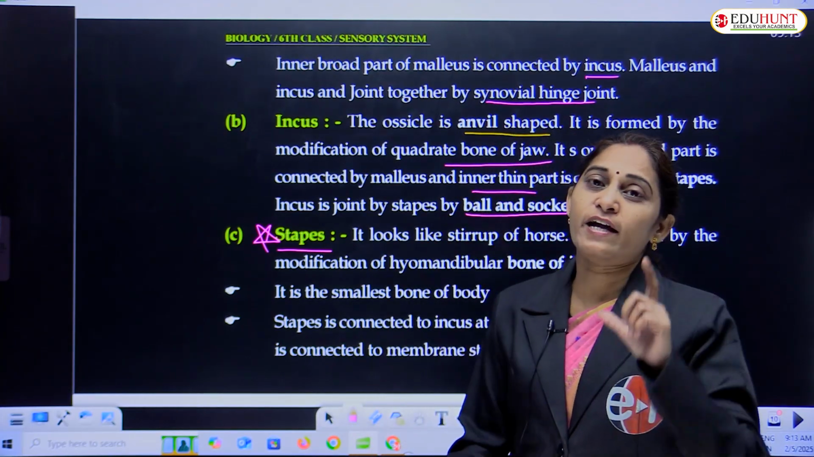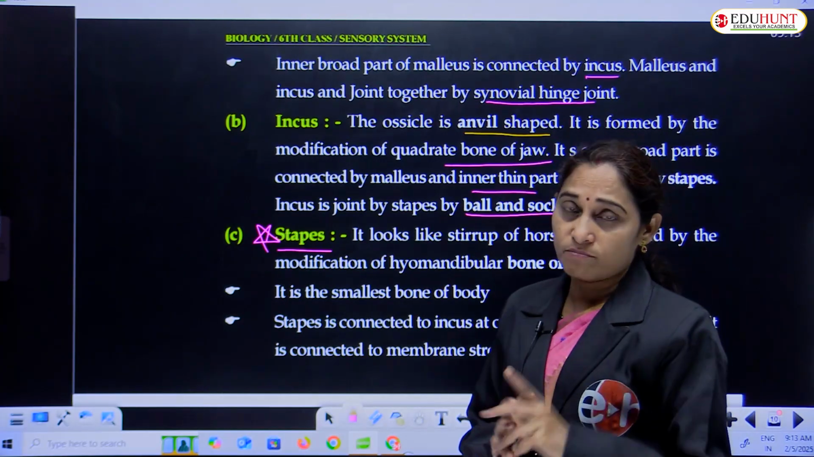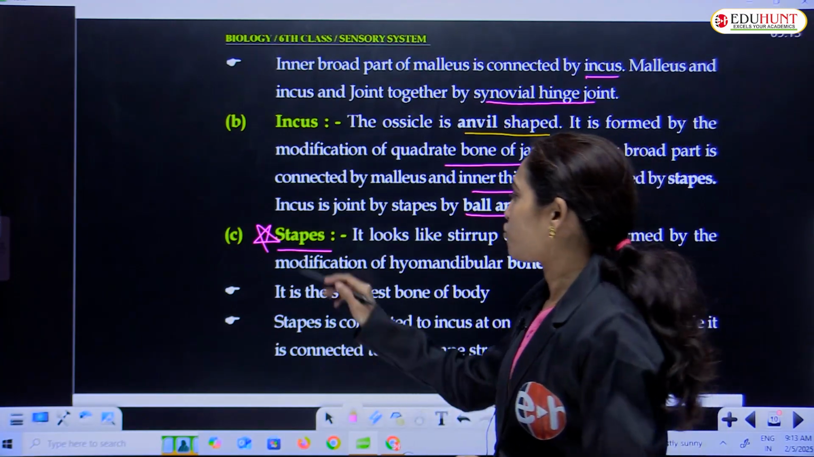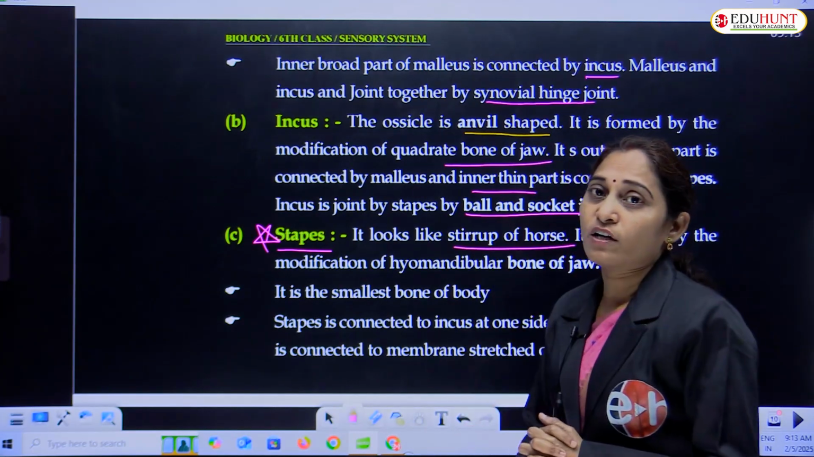The femur in our thigh is the longest bone in the body, but which is the smallest bone in the body? Stapes. It looks like the stirrup of a horse.